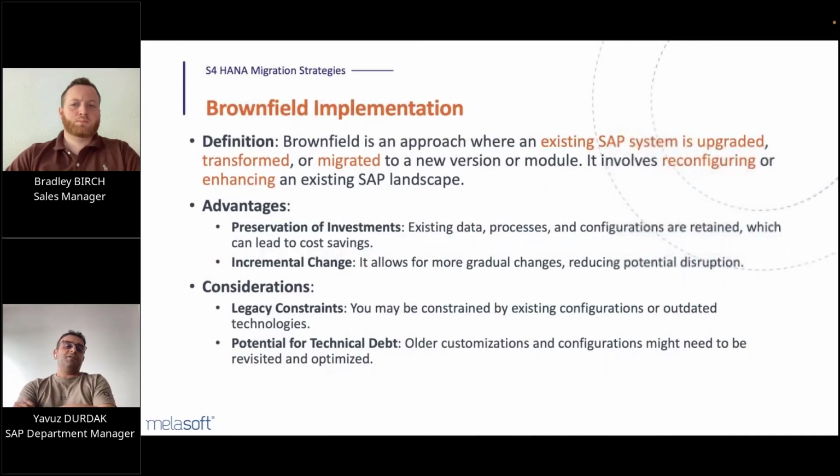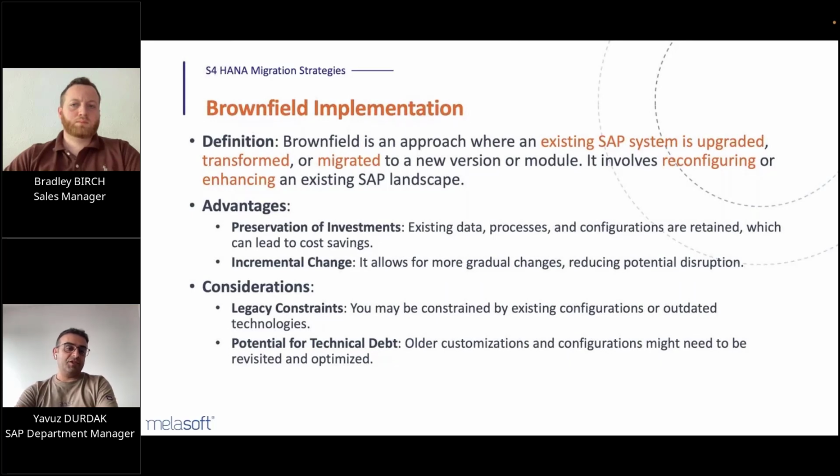The Brownfield implementation is an approach where an existing SAP system is upgraded, transformed, or migrated to a new version or module. It involves the reconfiguration or enhancing of an existing SAP landscape. So in the Brownfield approach, you upgrade, transform, or migrate an older version to the new version. What are the advantages of Brownfield implementation? First of all, preservation of investments. You preserve the existing data, and processes and configurations are retained, which leads to cost saving. On the other hand, it provides incremental changes, allows more gradual changes, and reduces potential disruptions.